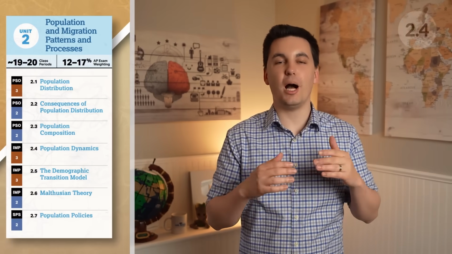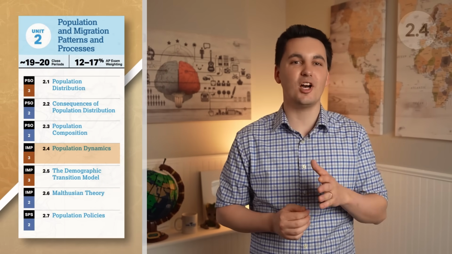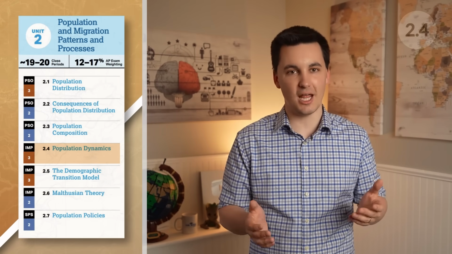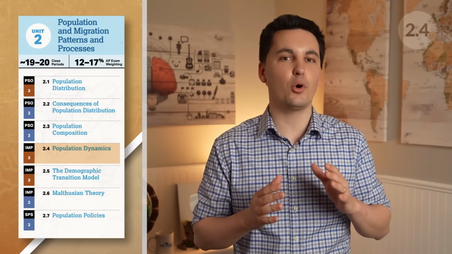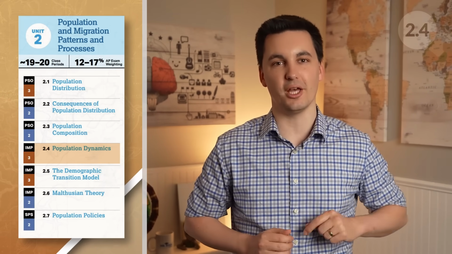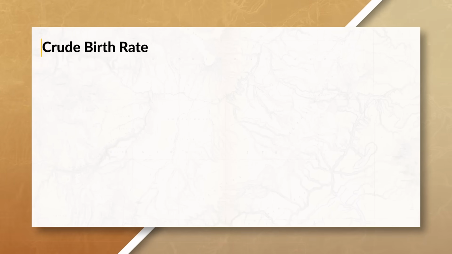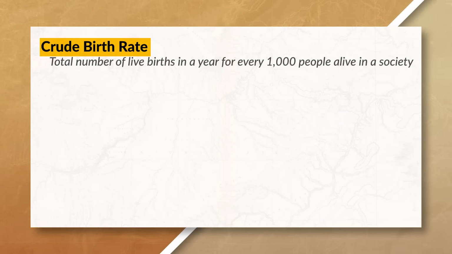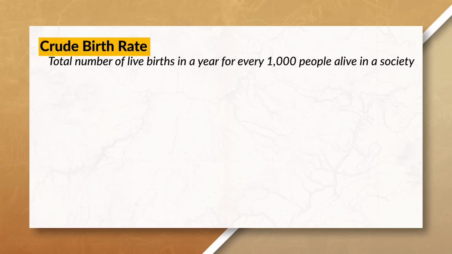Now that we have reviewed population composition, the time has come to go over population dynamics. And to start, let's review a couple important terms that you need to be familiar with. The first term is the crude birth rate, which represents the number of live births per 1,000 people in a population within a given year.